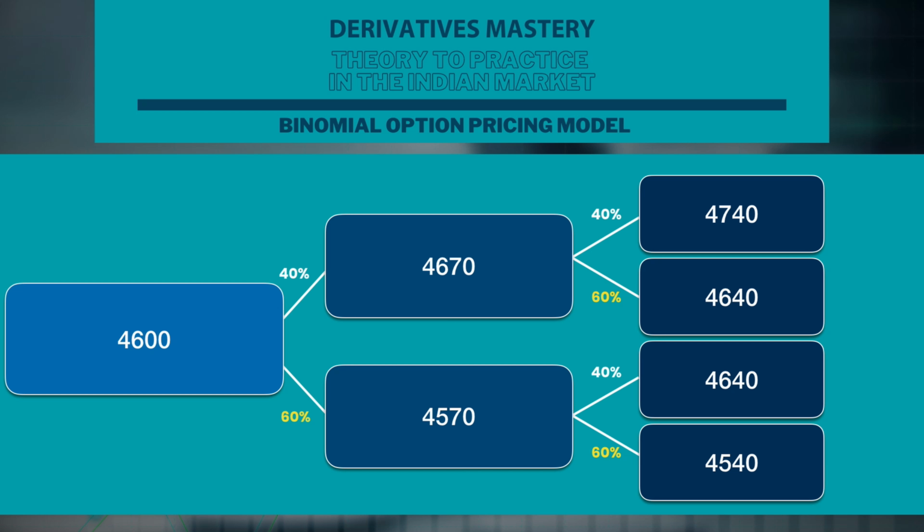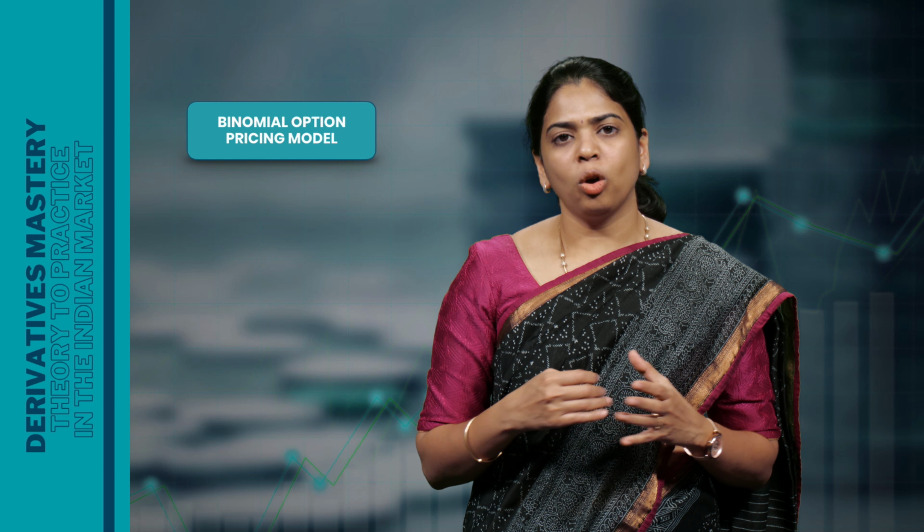So by the end of the 6 months, there are three possible outcomes. The stock price can be 4,740 or 4,640 or 4,540, depending on how it moved in the 2 quarters. This step-by-step process forms a tree-like structure, which we call a binomial tree. It's a simple way to map all possible price movements over the contract period.